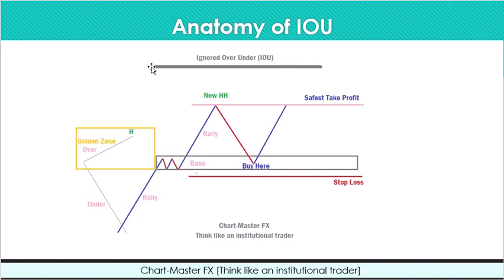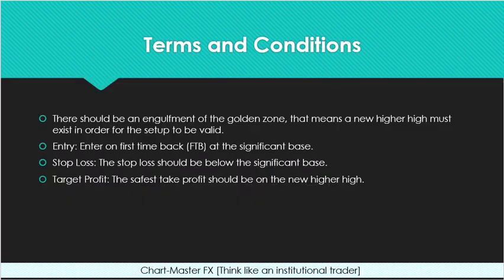So guys, as you have seen, in all the big 5 strategies, there should be a price approaching. If there is no PA, there is no go, guys. There is no go. So you need to understand that, so that when you go into the market, you can be able to have higher probability trades. So guys, this is the anatomy of the ignored over under. So now let's go and look at the terms and conditions.